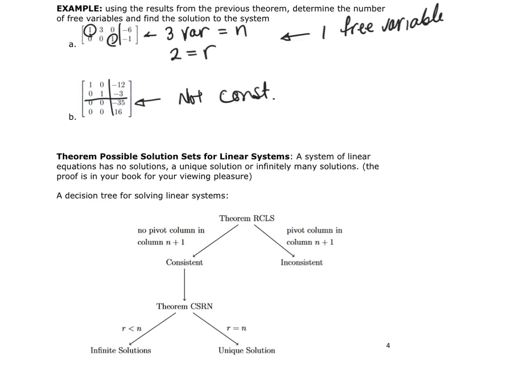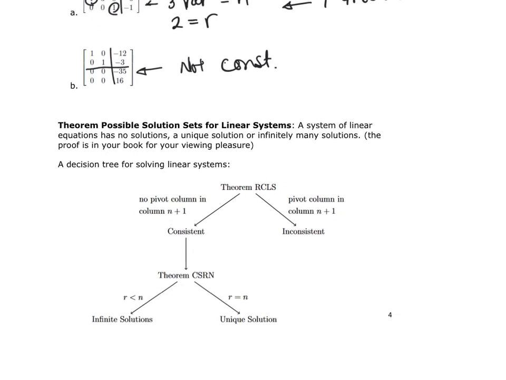So let's take a look at my next theorem then. My next theorem states that a system of linear equations has no solutions or unique solutions or infinitely many solutions. So this is just wrapping up that these are our 3 choices. We get a unique solution, we get no solution, or we have infinitely many solutions.